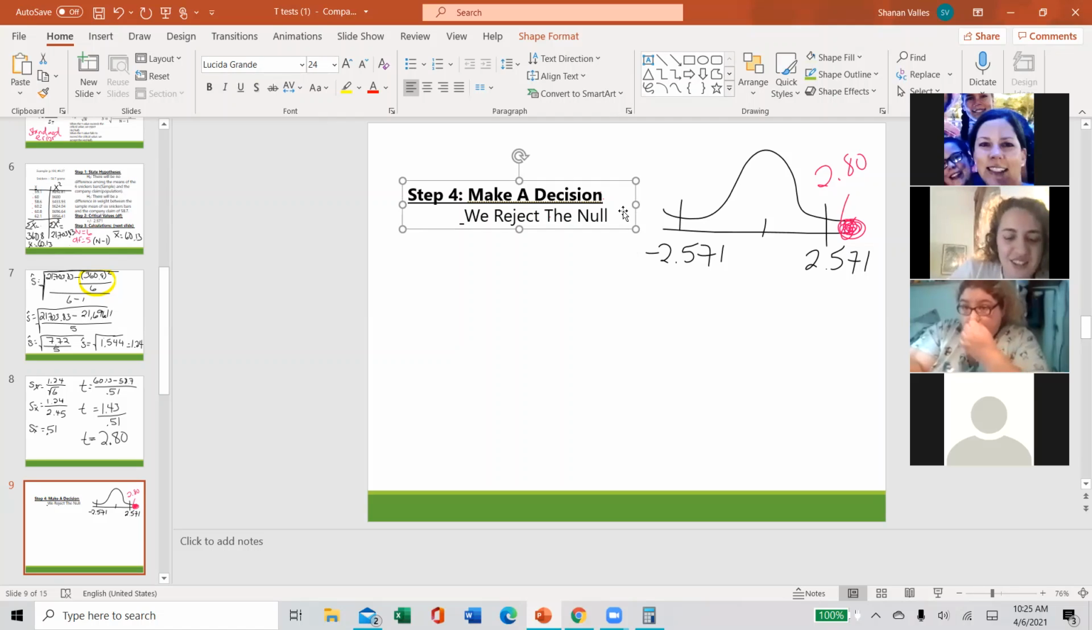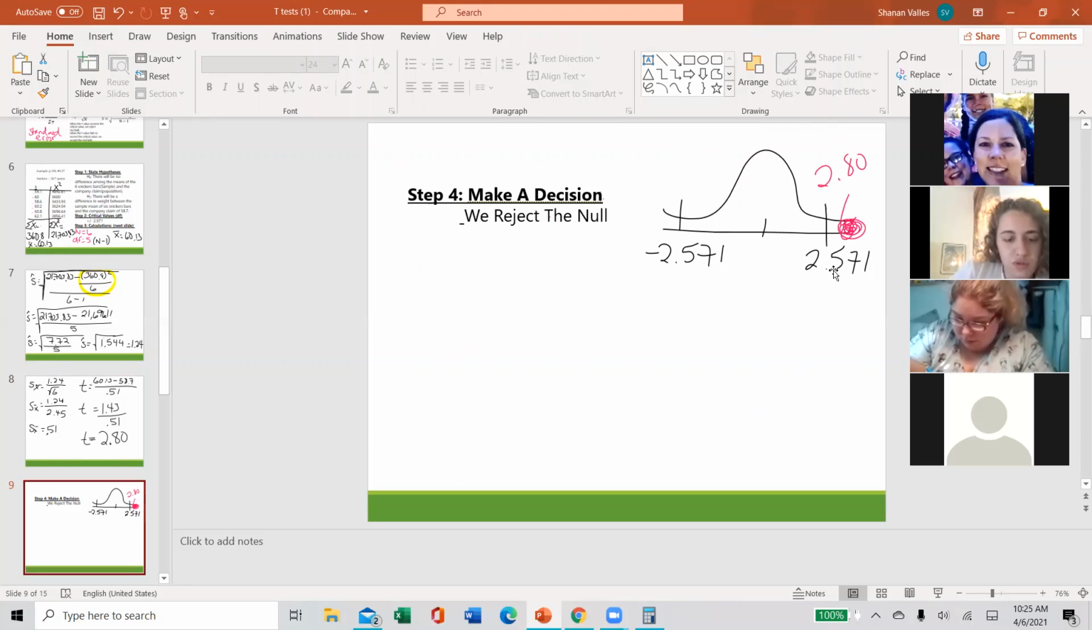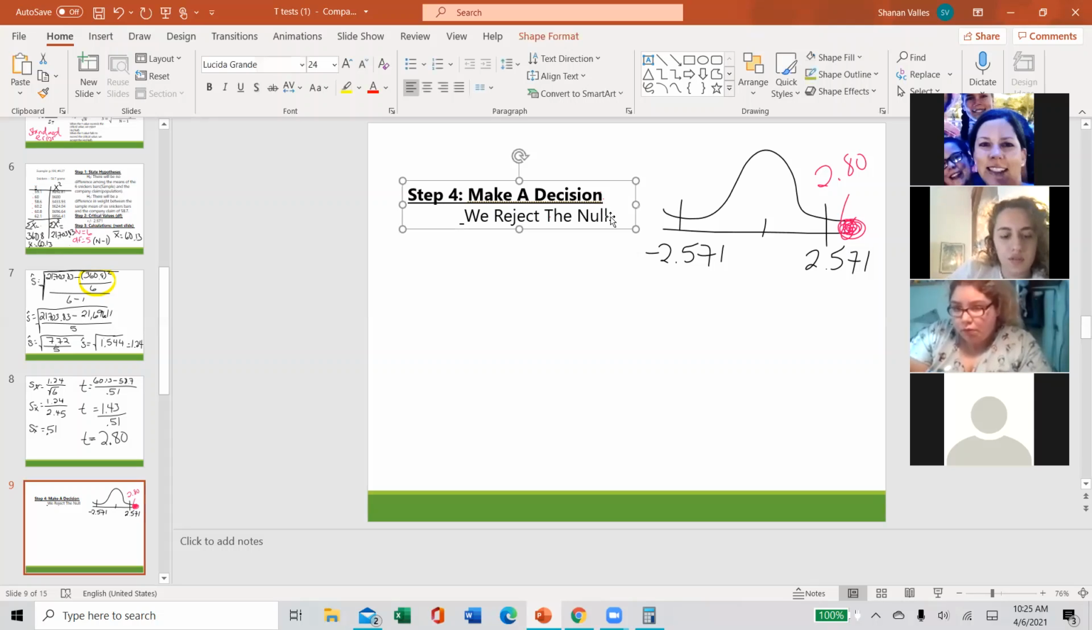That is exactly right. Since our t-value of 2.8 that we calculated goes beyond our critical value, it finds itself in the rejection region. Remember, anything beyond the critical value is the rejection region. So we get to reject the null hypothesis. Now, if you wrote that for step 4, I would give you credit. You would get full points for that.